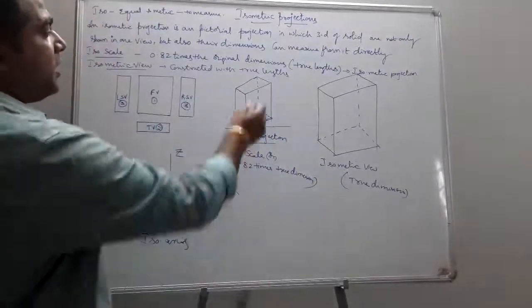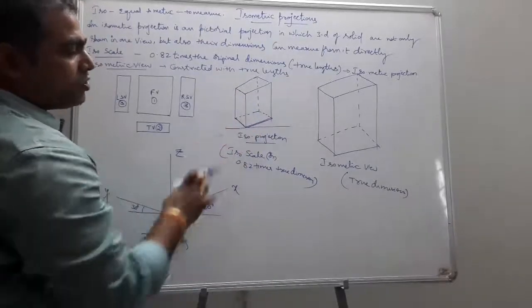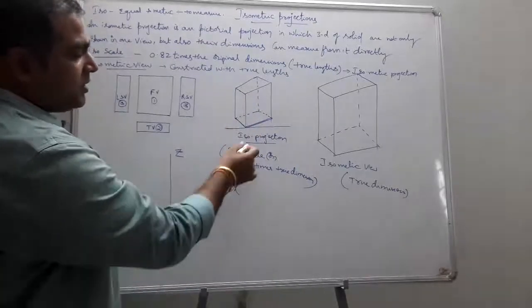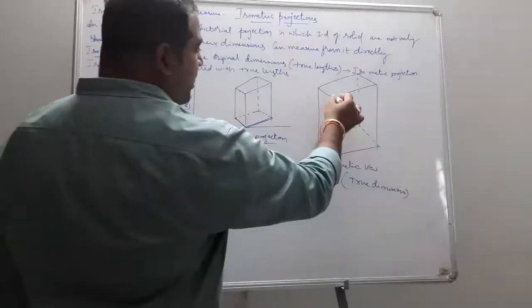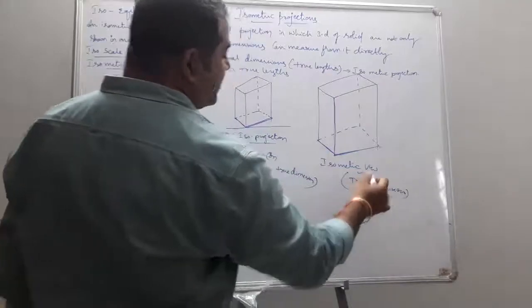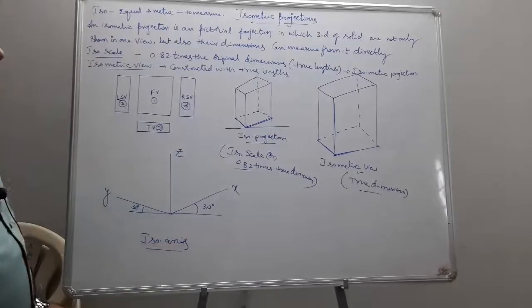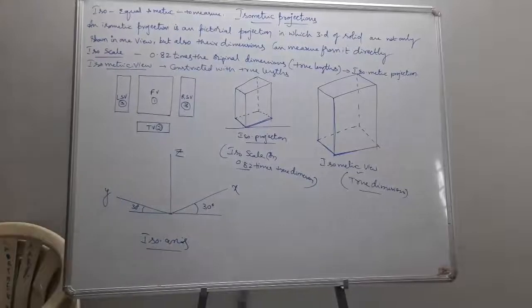Okay, so all the lines are going to be drawn parallel to the isometric axis, and if they are foreshortened by 0.82 times, then it is isometric projection. If you just consider the isometric axis and draw the true dimensions, we can consider it as isometric view. So this was your isometric axis. Okay, students, is it clear? Is it clear about the isometric drawings?